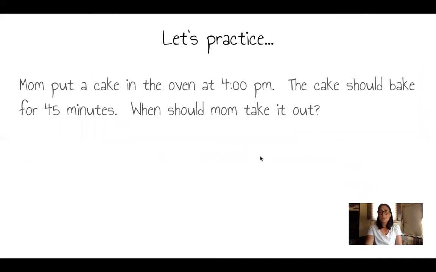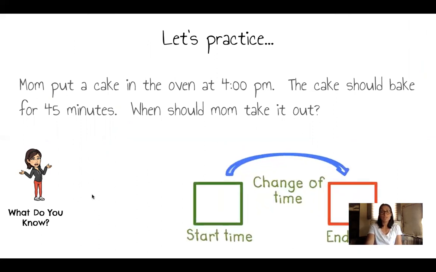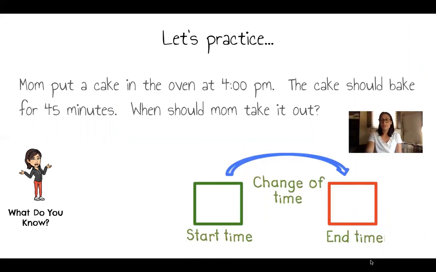This one's easy, parcheesi, so I know that you guys are gonna get this one right. So, Mom put a cake in the oven at 4 p.m. The cake should bake for 45 minutes. When should Mom take it out? Well, what do you know? Let's remember our cool diagram. And if you need to write this down on your piece of paper, go right ahead.